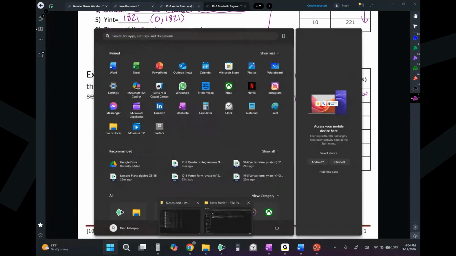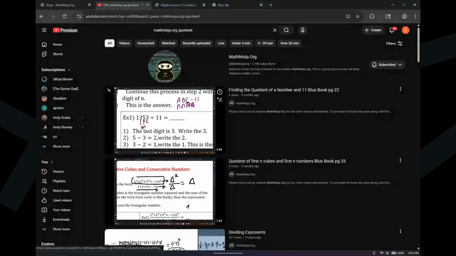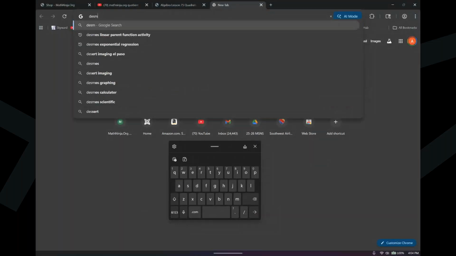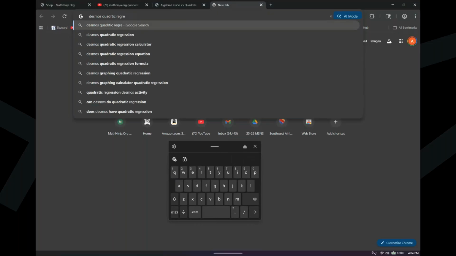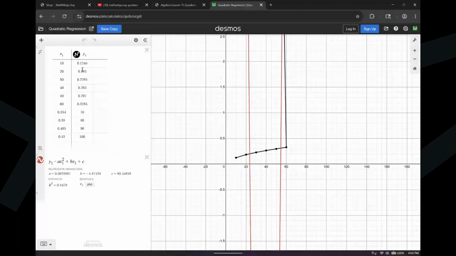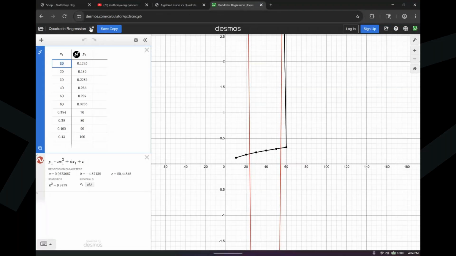And I was going to show you, if you needed to, you can also do this on Desmos. So if you do Desmos, let me show you this. If you type in Desmos quadratic regression, you can go in there, you can change these values, and it'll give you the line of best fit for a quadratic regression. It's the same stuff, right? Just go in there and change those values, and it'll give you the quadratic. All right, so not a big deal.